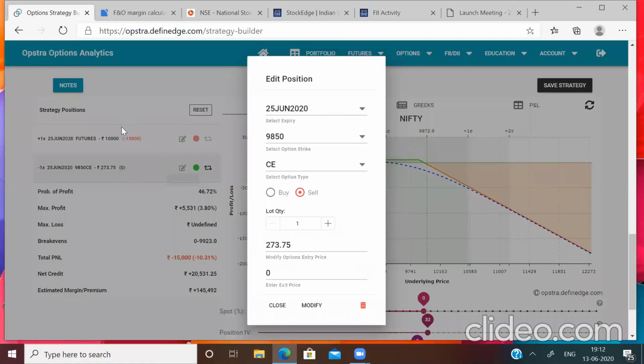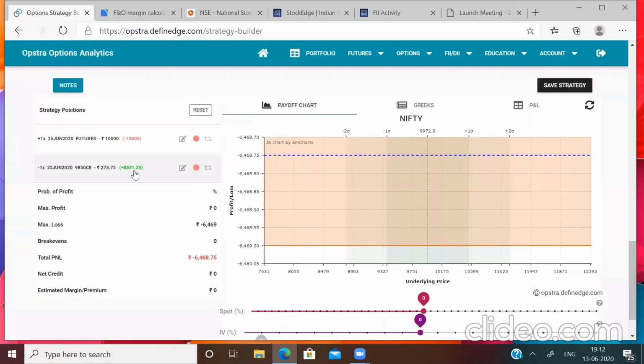When the market corrected 200 points here, you can see 273. We saw the Greek as around 57, right? If 57 is the delta value, 0.57 into 200 points, which is 114 points, will be reduced from this option. So 273 minus 114 will be around 159 to 160. This option value will be in the 160 range. So when it is at 160, what is your profit? 8,531. So your overall negativity is only 6,468.